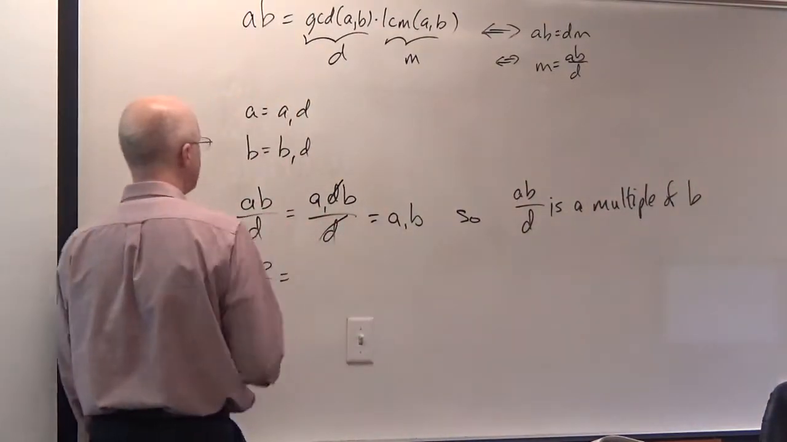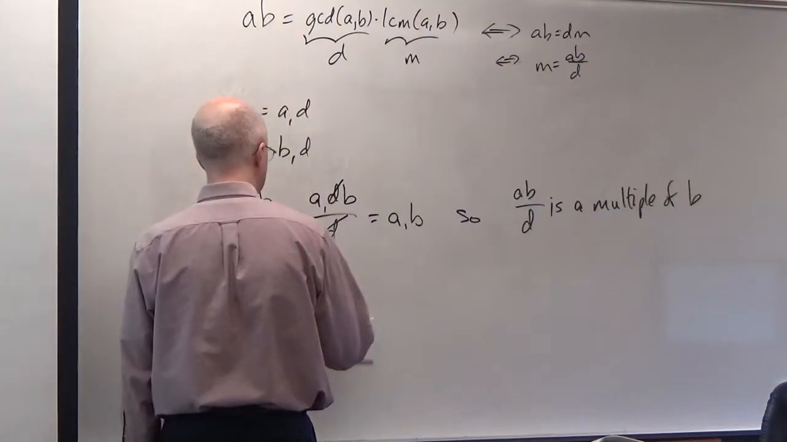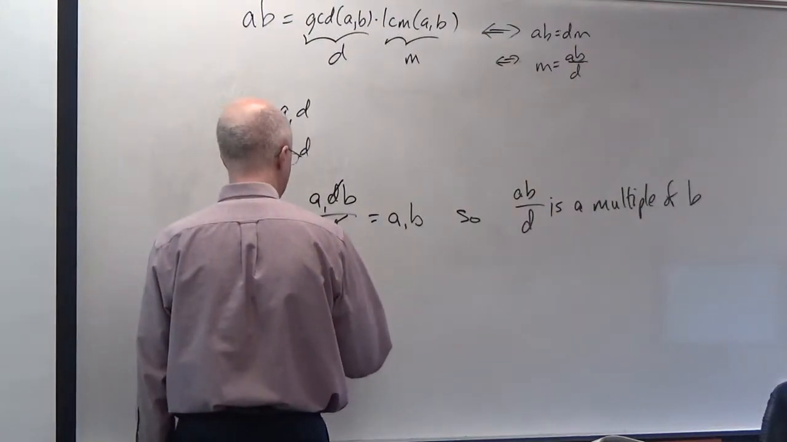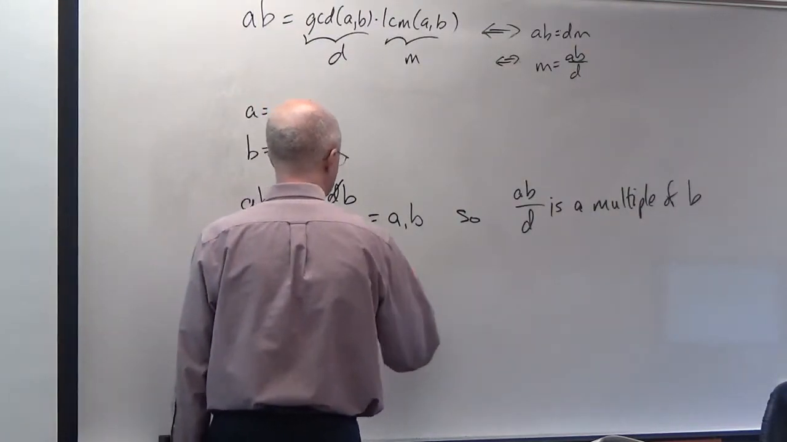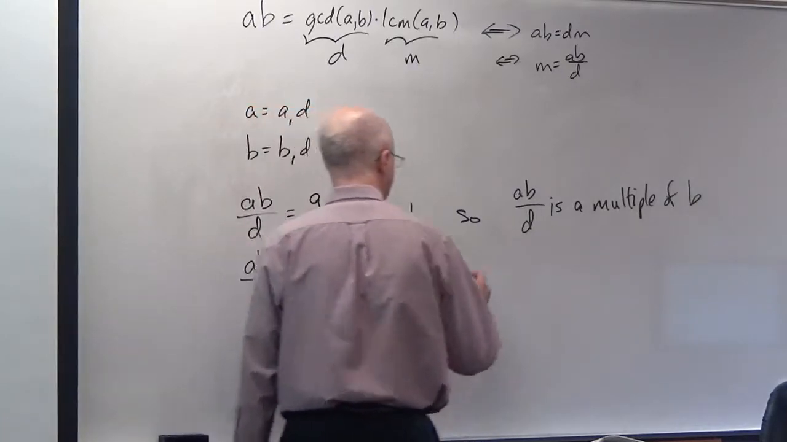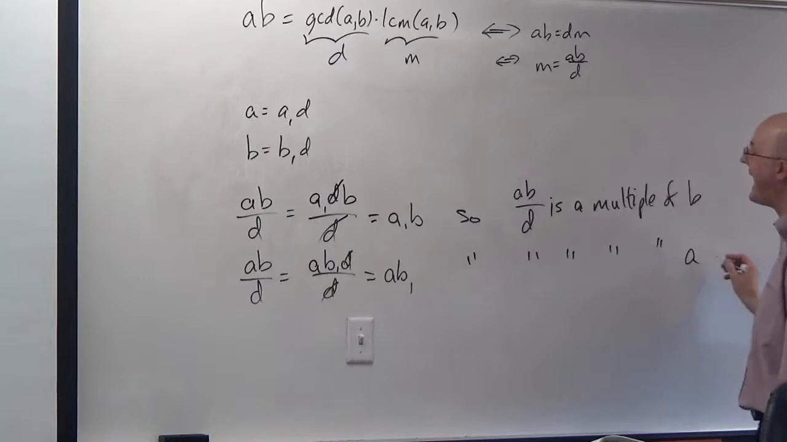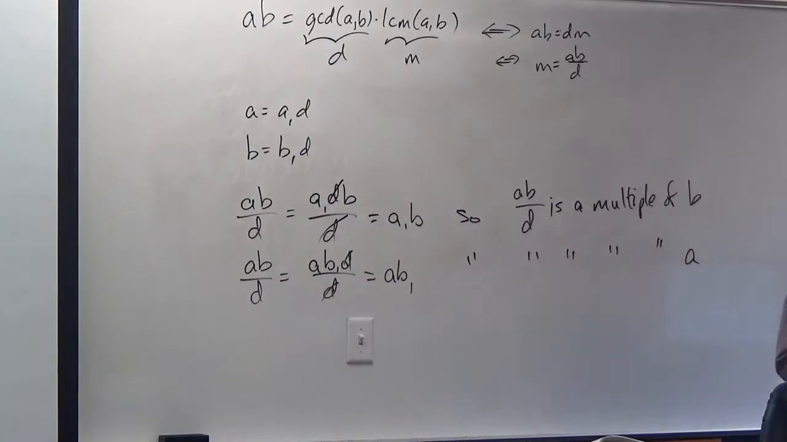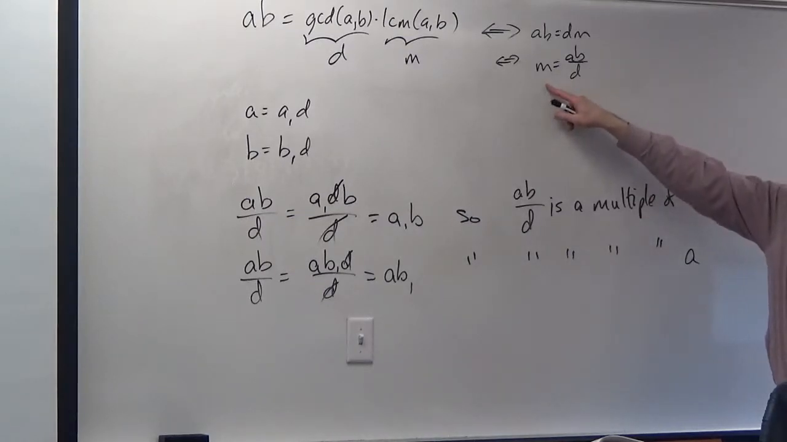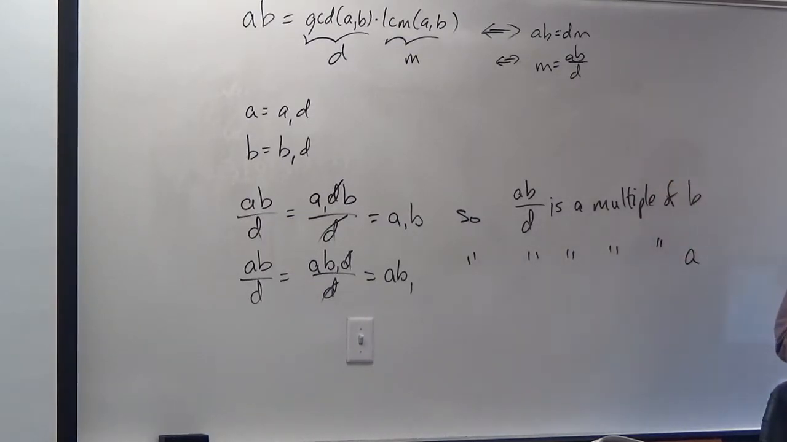And a similar kind of calculation would show AB over D is a multiple of A. Replace B with B1 times D. And once again, cancel the D's. So AB over D is a multiple of A. So that's a multiple. But does it equal M? Does it equal the least common multiple? Notice I've not written an M yet here because I'm saying M is the least common multiple.